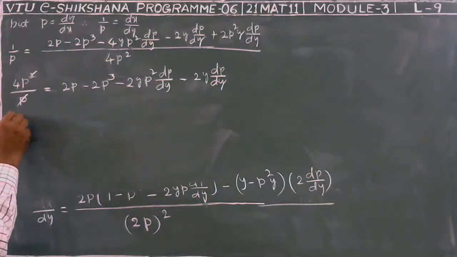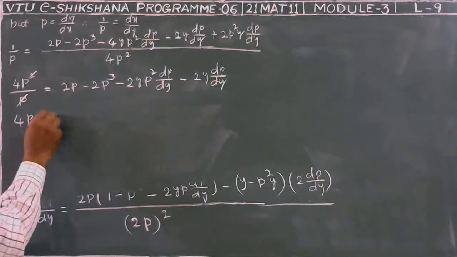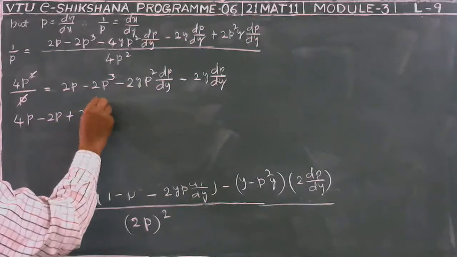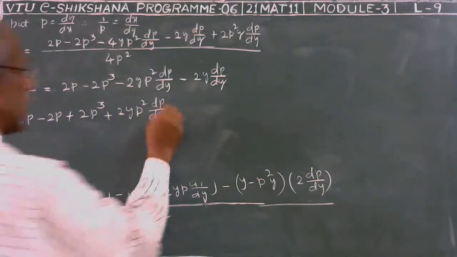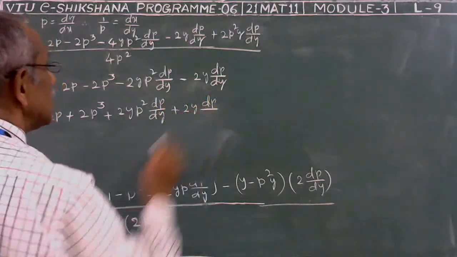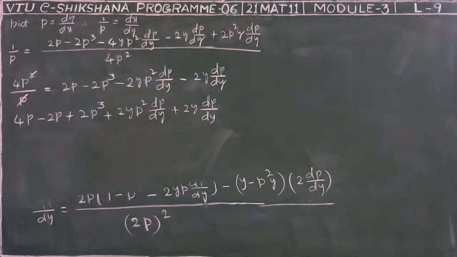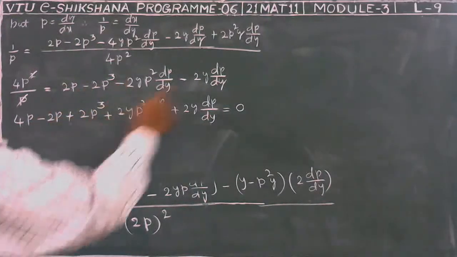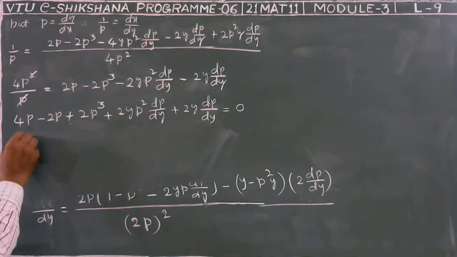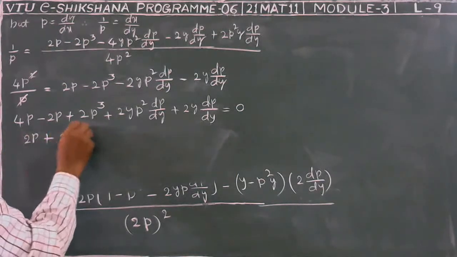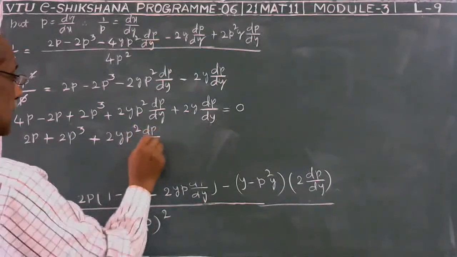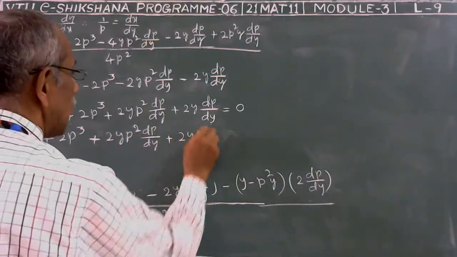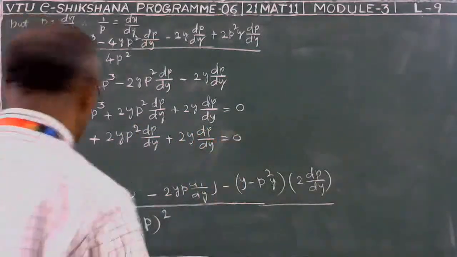So this is going to be 4p, taking everything to the left hand side, minus 2p plus 2p cube plus 2 into y p square dp by dy plus 2 into y dp by dy. So taking all the terms to the left hand side, we get 4p minus 2p, that is 2p, plus 2p cube plus 2 into y p square into dp by dy plus 2 into y into dp by dy equal to 0.